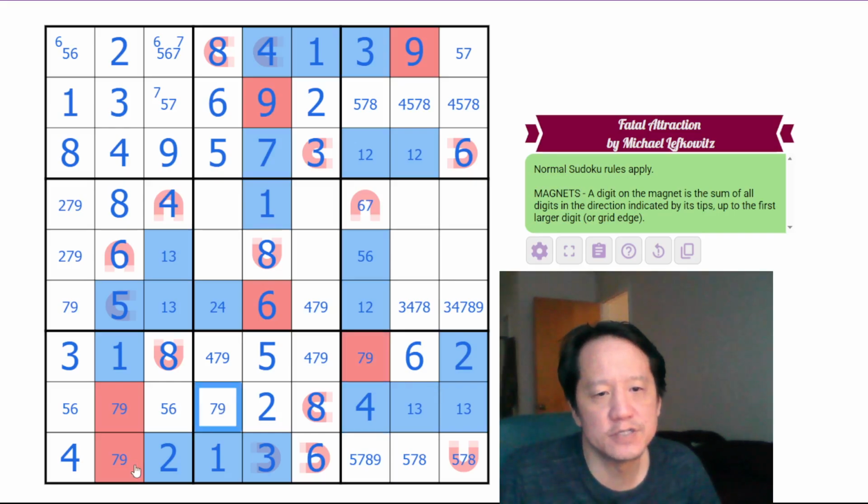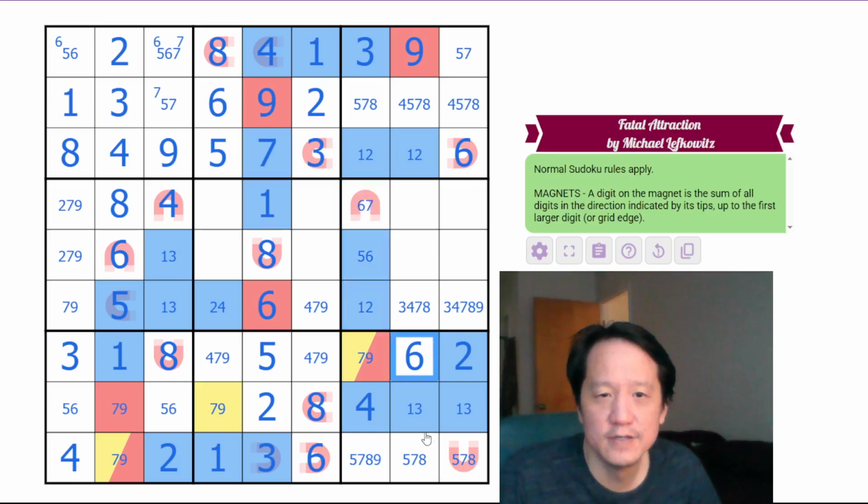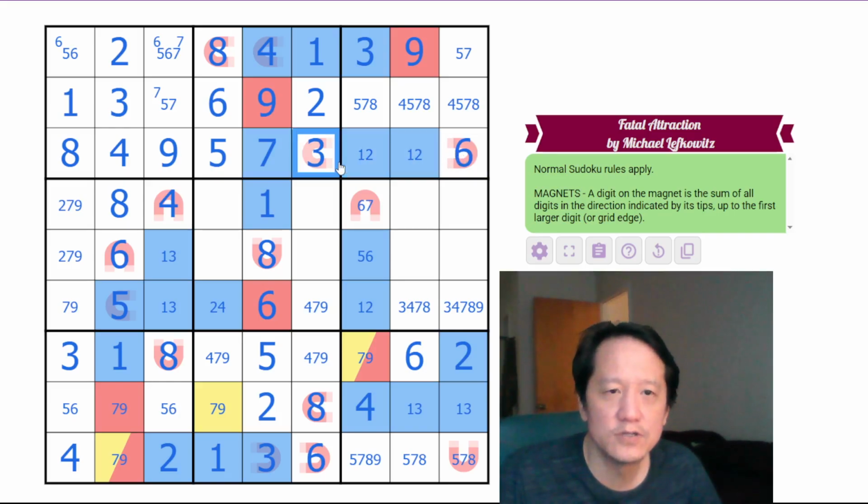This digit is the same as that digit, which is the same as that digit. So mark that as yellow. And it was all yellow. Again, this is 3, which is... So let's look at the magnets we have now.